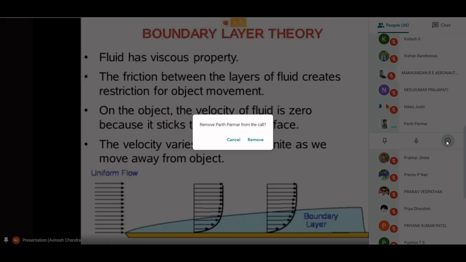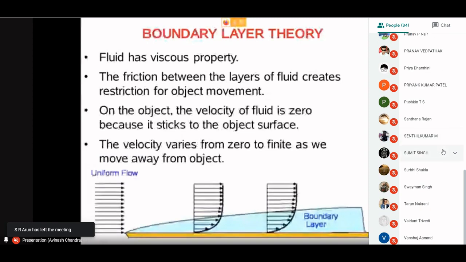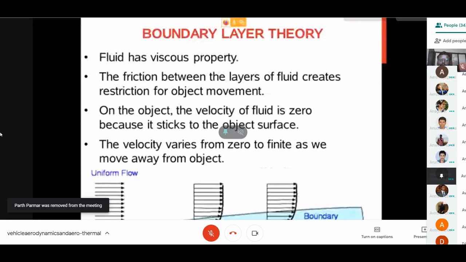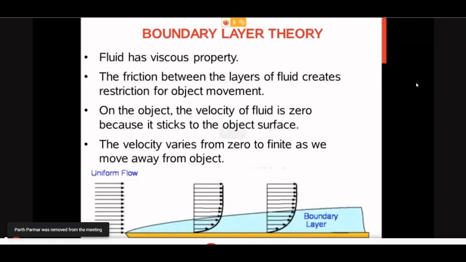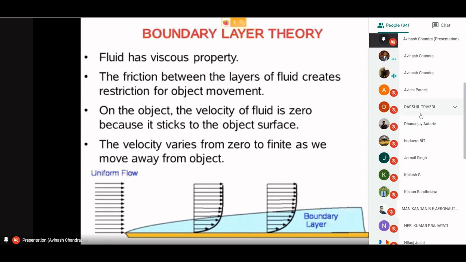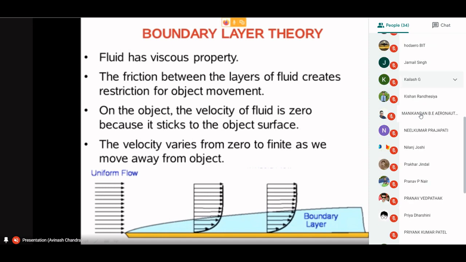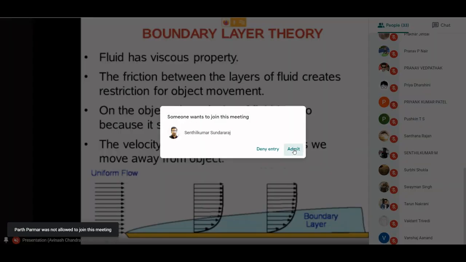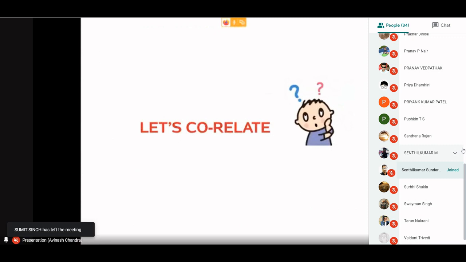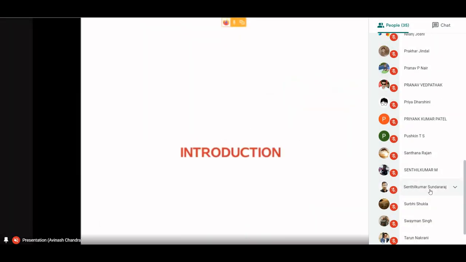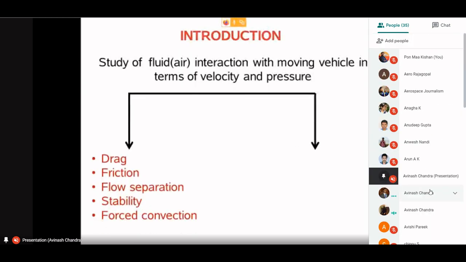So first of all, we know very well that aerodynamics is the study of fluid interaction with a moving body. Our moving body is a moving vehicle. And it's not just pressure and velocity, but other physical properties also. So in very simple words, you can define aerodynamics as basically the interaction of the fluid with the vehicle. Drag, these are the terms when we talk about vehicle aerodynamics.